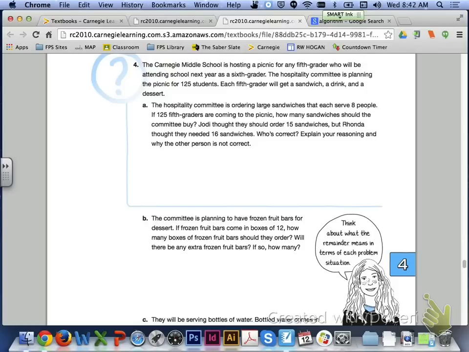So let's take a look at the top of page 287. Number 4 says the Carnegie Middle School is hosting a picnic for any 5th grader who will be attending school next year as a 6th grader. The hospitality committee is planning the picnic for 125 students. Each 5th grader will get a sandwich, a drink, and a dessert. What I would like you to do with your group members is answer letters A through D on page 287 for number 4 based off of that problem situation. Read over the questions carefully. Make sure that you're understanding every part of the question that they are asking. Make sure that you're marking your text.